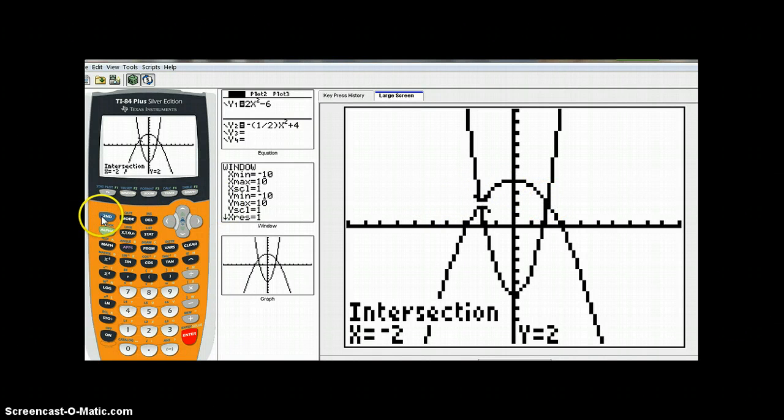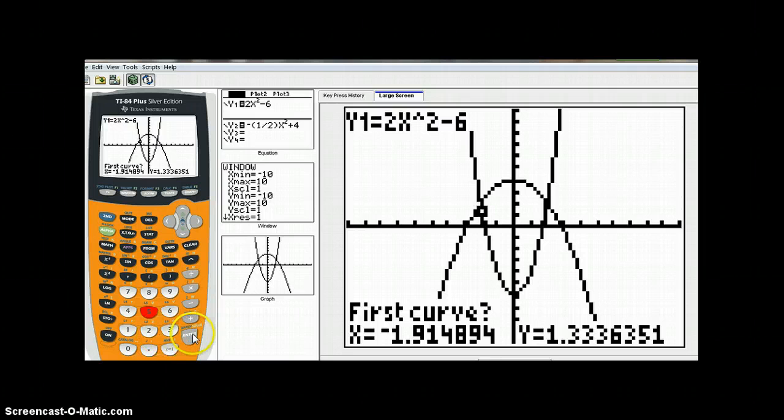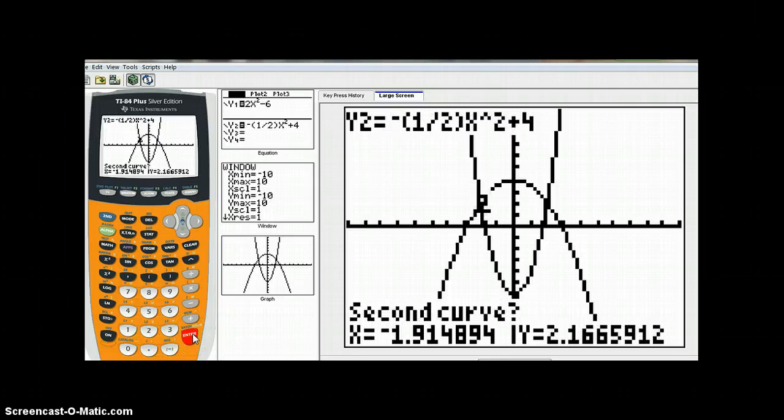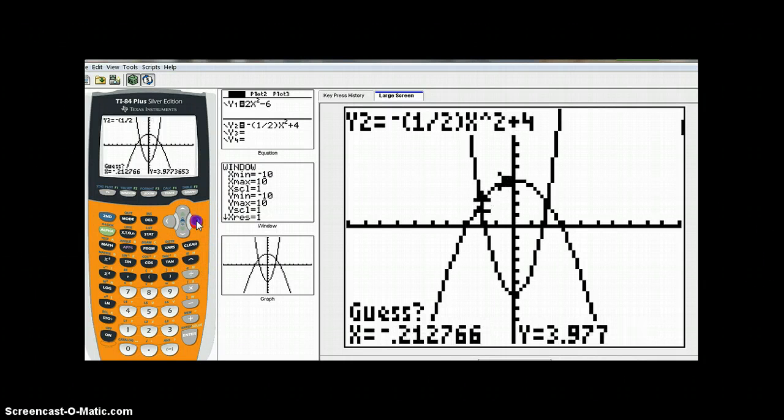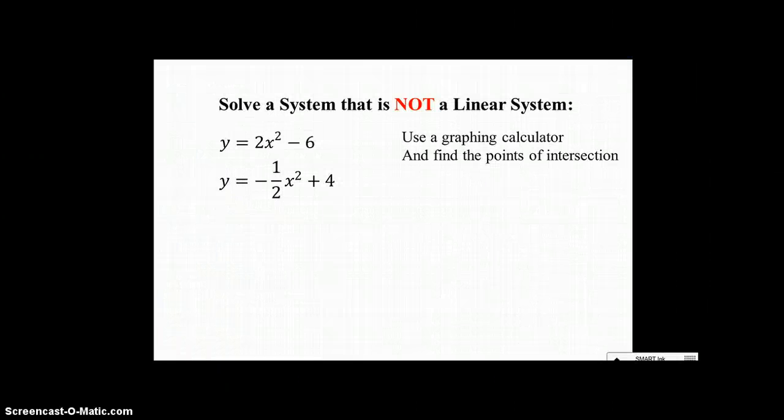Same thing. Second calculate, point of intersection number 5. Again, first curve, yep, y1, second curve, yes, y2. We go to the right now, we're looking for the point of intersection somewhere over here. And as long as we're close to that, press enter, it'll give us the correct point of intersection, which is x is 2, y is 2. So those will be our two solutions to this system of equations. Now that we've done the calculator work, we will write the solutions down. So solutions for the system were (-2, 2) and (2, 2).